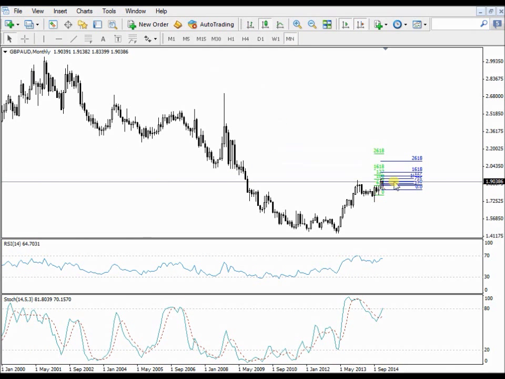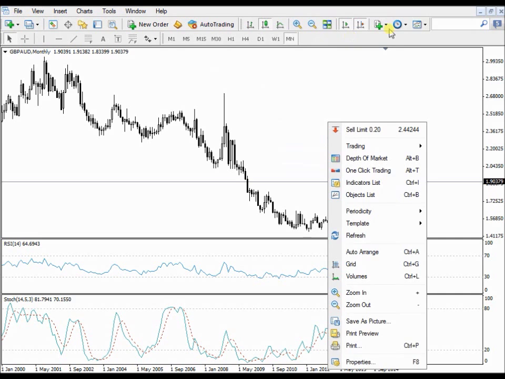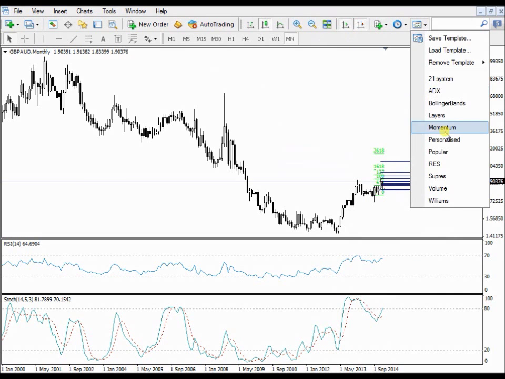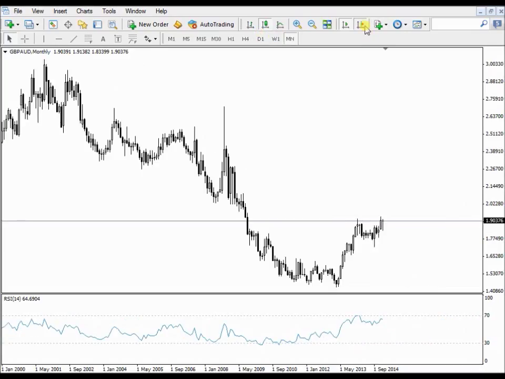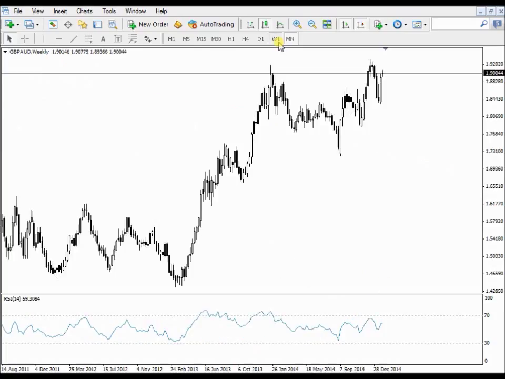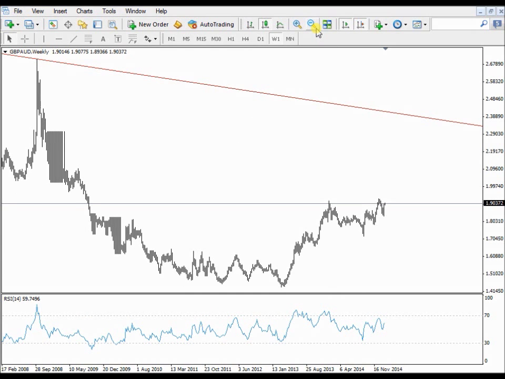Right. This is typically how I will analyze the market. We've got a bear market here. It's a monthly chart. That trend line doesn't help me a lot. If nothing is going on here, I will go down to the weekly to see something happening there.